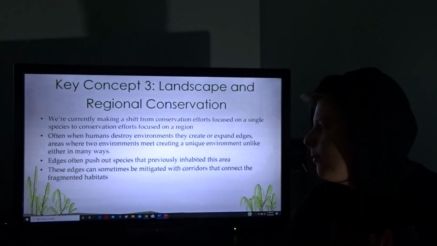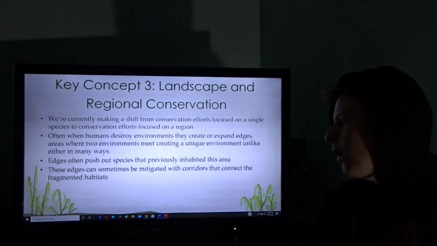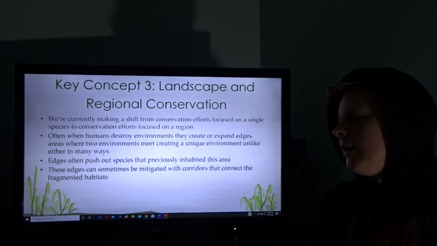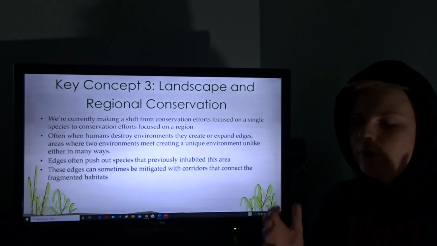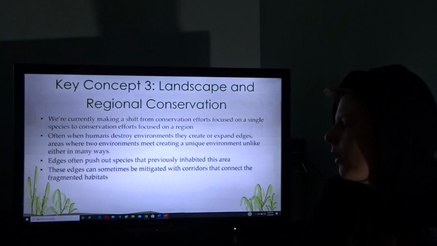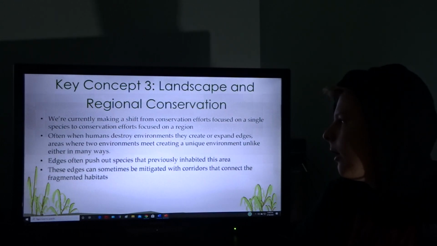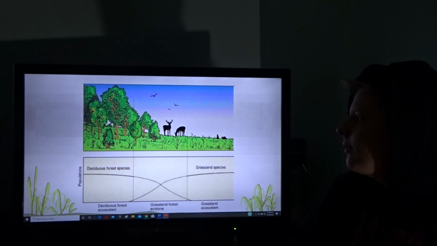And we can sometimes mitigate these edges with corridors between different sections that have been cut off, or these different fragmented habitats. But you really do have to have a lot of them to the point where you almost don't have the edges anymore. And so you really do have to try and maintain this area. And so this concept of an edge is a little bit weird.